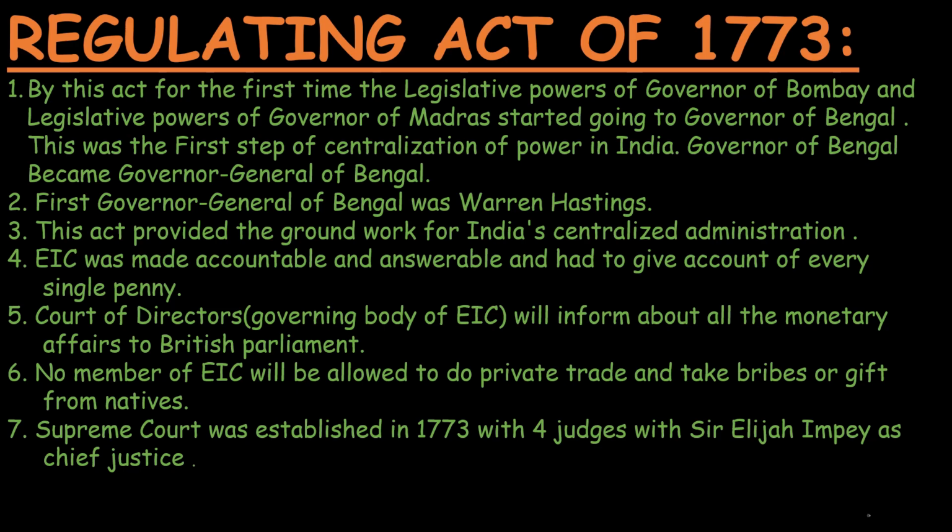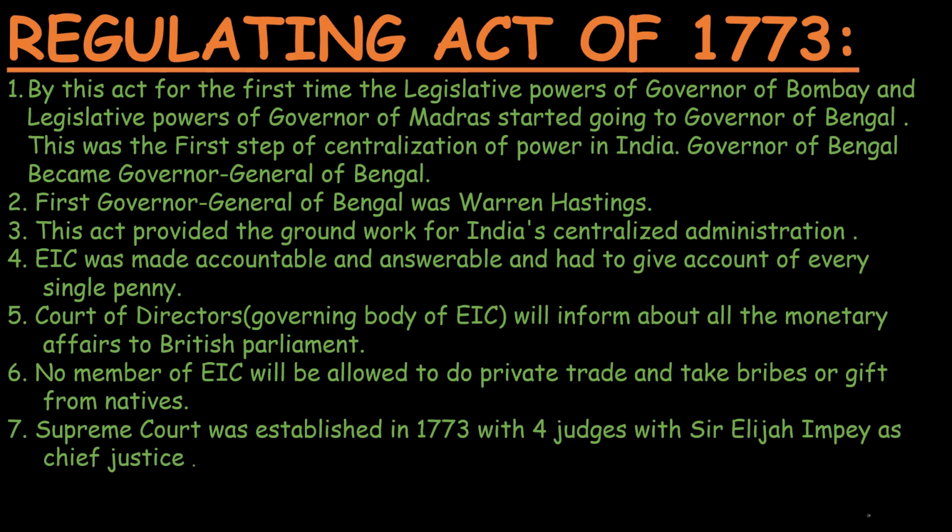Starting with the Regulating Act of 1773. By this act, for the first time, the legislative powers of the Governor of Bombay and the legislative powers of the Governor of Madras started going to the Governor of Bengal. This was the first step of centralization of power in India. Governor of Bengal became Governor General of Bengal. First Governor General of Bengal was Warren Hastings.